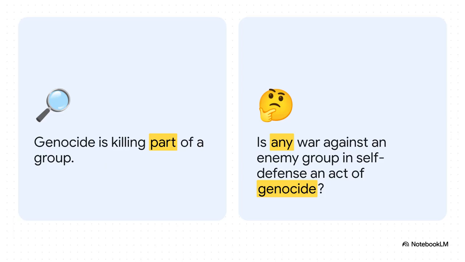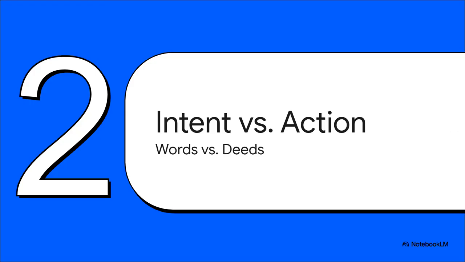I mean, think about it. Every single war, by its very nature, involves fighting and killing a part of an enemy collective. So the paper asks a really critical question. If we use that definition too broadly, does every nation fighting a war of self-defense automatically become guilty of attempted genocide?